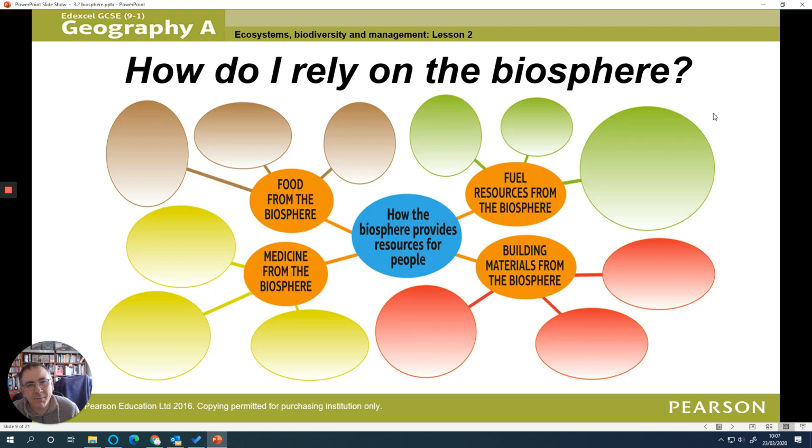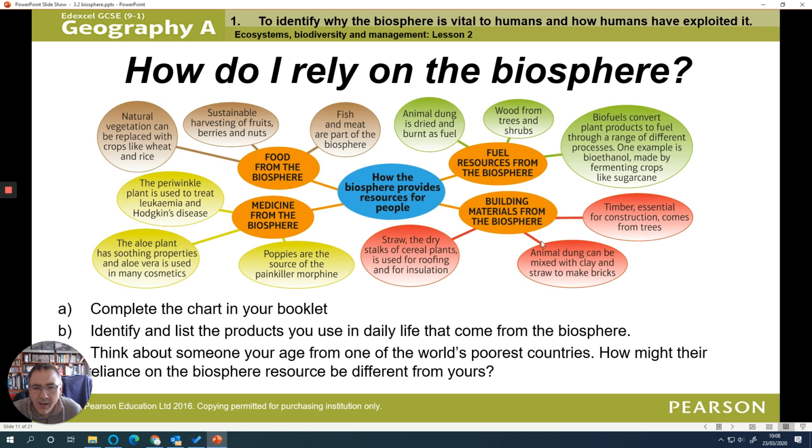So you need to have a think about how you rely on the biosphere. And you can see you've got these 4 areas here. So you could complete this diagram to think about how you use the biosphere. Here's a completed version of that diagram. So these are all ways in which these could be used. Again, you can pause here, have a look at these, and you can add any to your booklet that you have not already used.